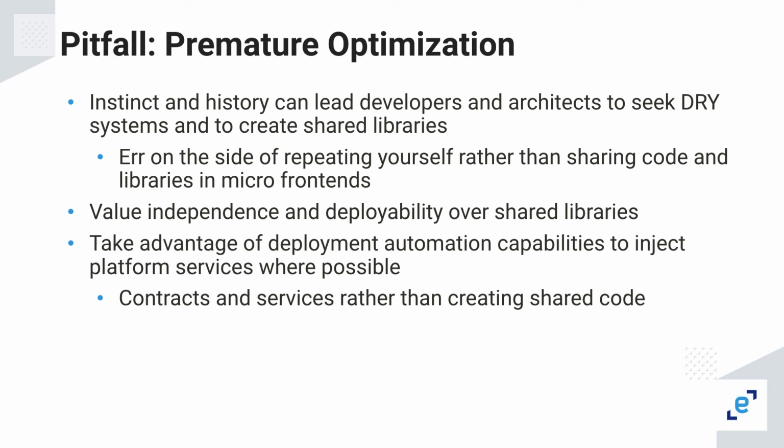And then the last one is take advantage of deployment automation to inject capability where you can into your services. So rather than creating shared libraries, inject things from the environment and create contracts and services rather than creating shared code. And then use Kubernetes and the power of operators and the environments that Kubernetes gives you to provide that as part of your infrastructure rather than creating code or libraries that you bundle up at compile time.